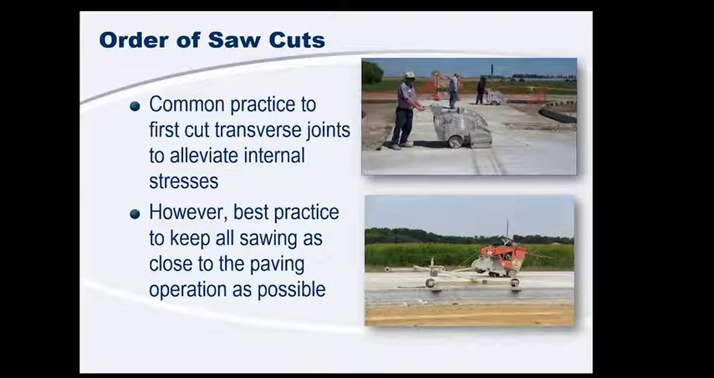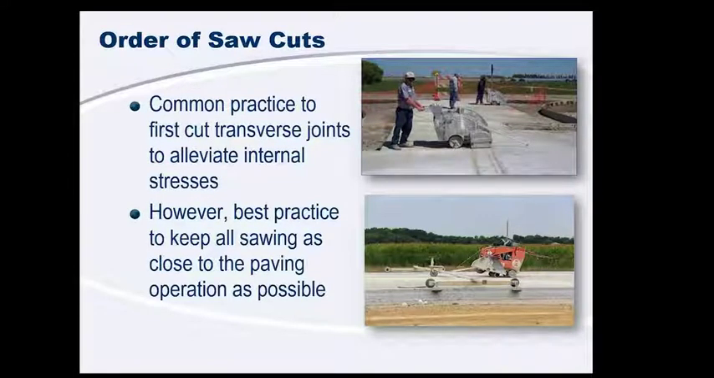Just a note on the order of your saw cuts. Common practice is to cut those transverse joints first. And you almost always want to cut them in sequential order. People have tried doing skip sawing, where they saw every second or third joint just to save time, to get on there and make sure you get some of that early stress development alleviated. But there are some issues with that.